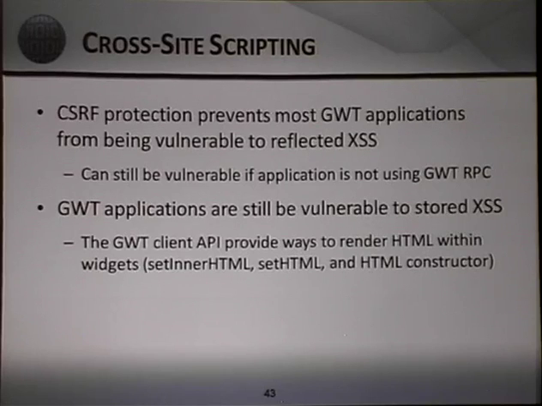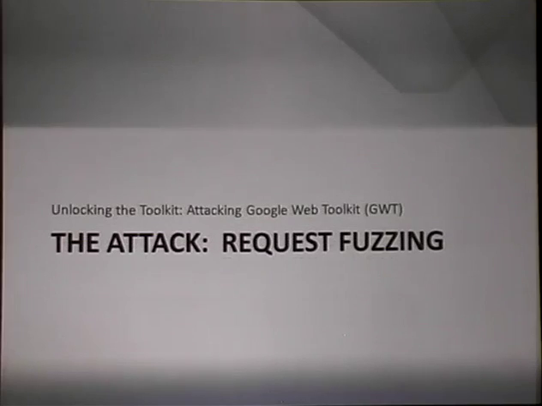But GWT applications could still be vulnerable to stored cross-site scripting. The client API does provide ways to render HTML. So, as long as you can perform a request and pass in XSS strings, depending on where it's being rendered, you still have to be careful of how it's being rendered. If it's being rendered out in HTML and no encoding or validation was performed, it'll of course be vulnerable to cross-site scripting.